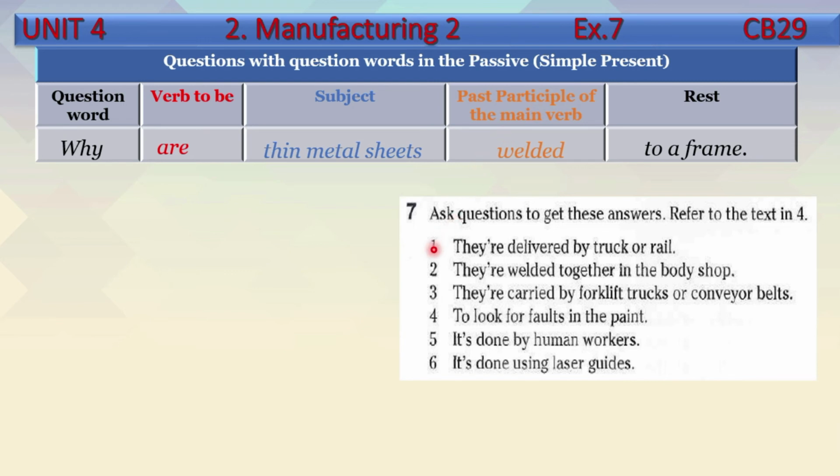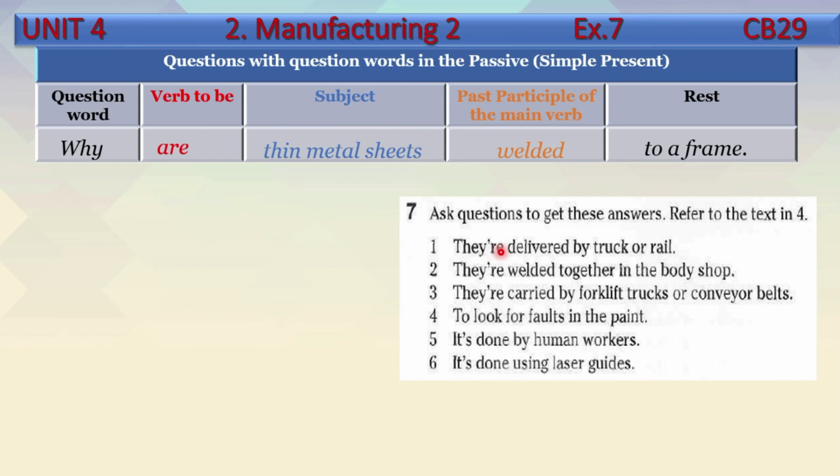Good. Number 1, the parts are delivered by truck or rail. This explains the manner of delivery. So, what is our question word? Excellent. Our question word is how. Now, what is our verb to be? You can get the verb to be from the answer. As you can see here, we have plural. So our verb to be will be are.